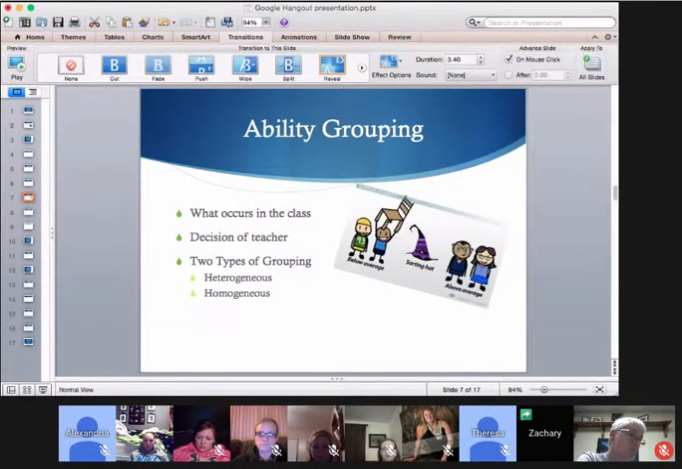So then we're going to get into ability grouping. This is what occurs in the class. The teacher decides all that. She decides how she wants to split up her class and how she wants to set up her students. Day to day, it can change. There are two types of grouping that could happen: heterogeneous and homogeneous.